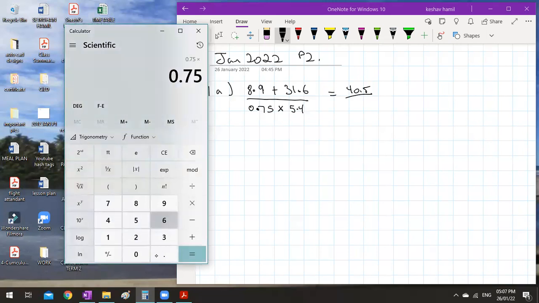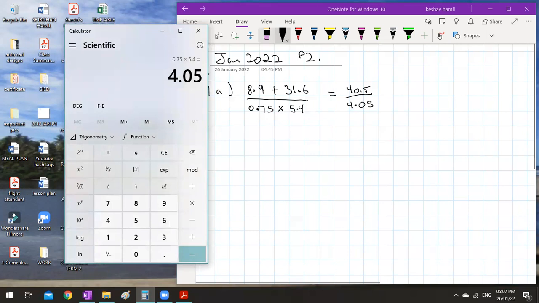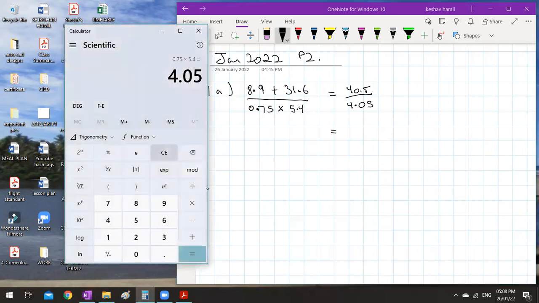0.75 by 5.4 is 4.05. Now, without the calculator, we realize that 40.5 and 4.05 are the exact same numbers with the decimal place in 2 different spaces, right? As we have the calculator, 40.5 divided by 4.05 is just 10.